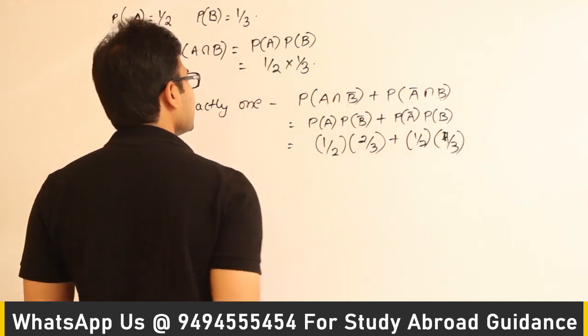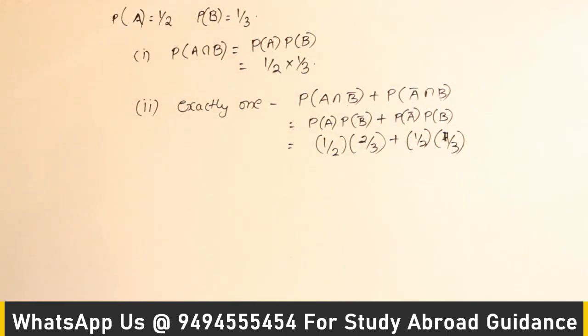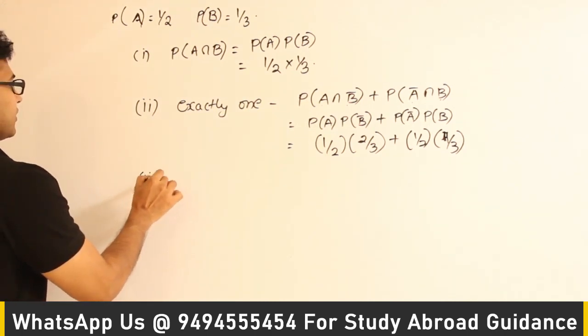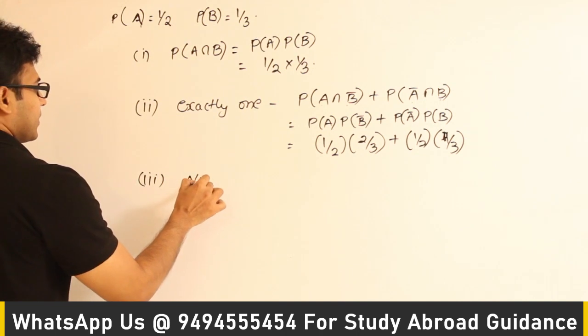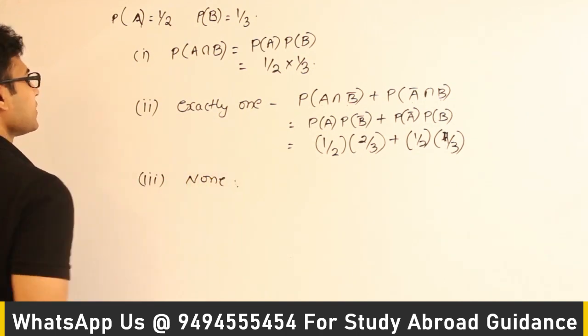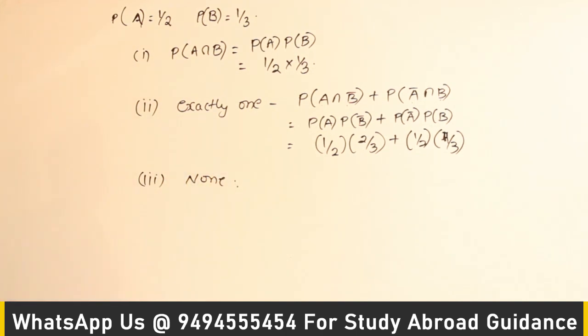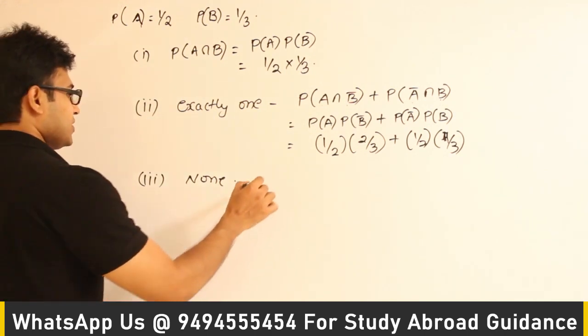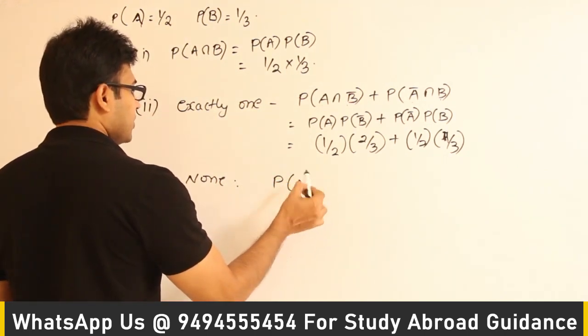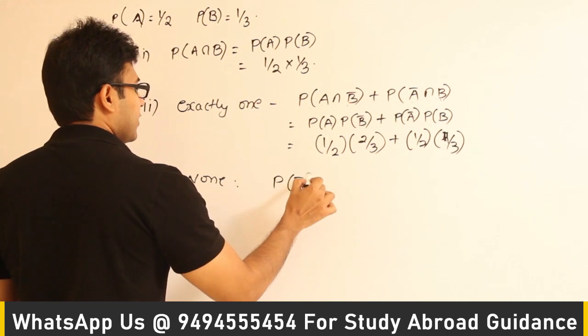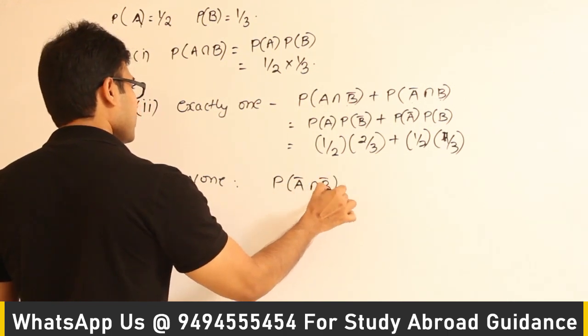Got it? So this is the probability with which exactly one person will get selected. Now what is the probability that no one gets selected? If you want both of them not to be selected, then it is going to be P of A should not get selected and B should not get selected.